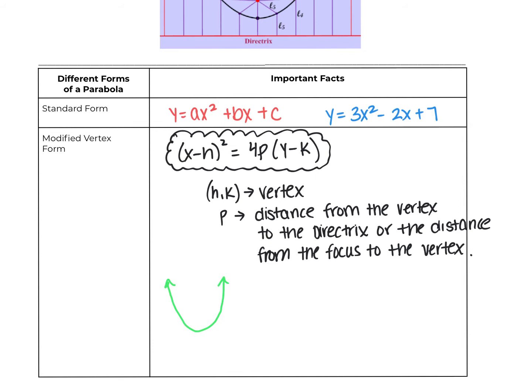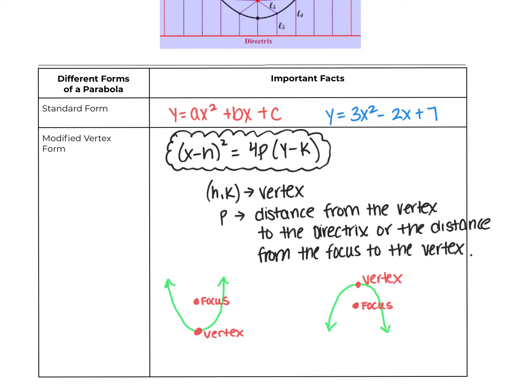Well, we need to know the main components. The vertex is always the turning point of the parabola. So whether the parabola is opening up or opening down, the vertex is still the turning point. In this case, the turning point is at the bottom, and in this case, the turning point is at the top. Now, the definition of a parabola states that there'll be a directrix and a focus. The focus is always inside the opening of the parabola. So in this case, inside is right here, and in the second case, it is here.